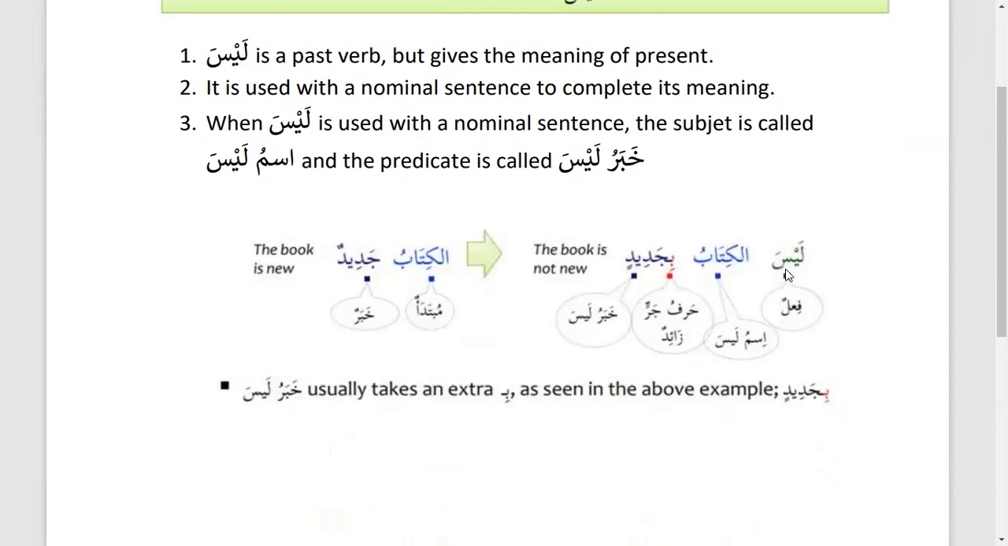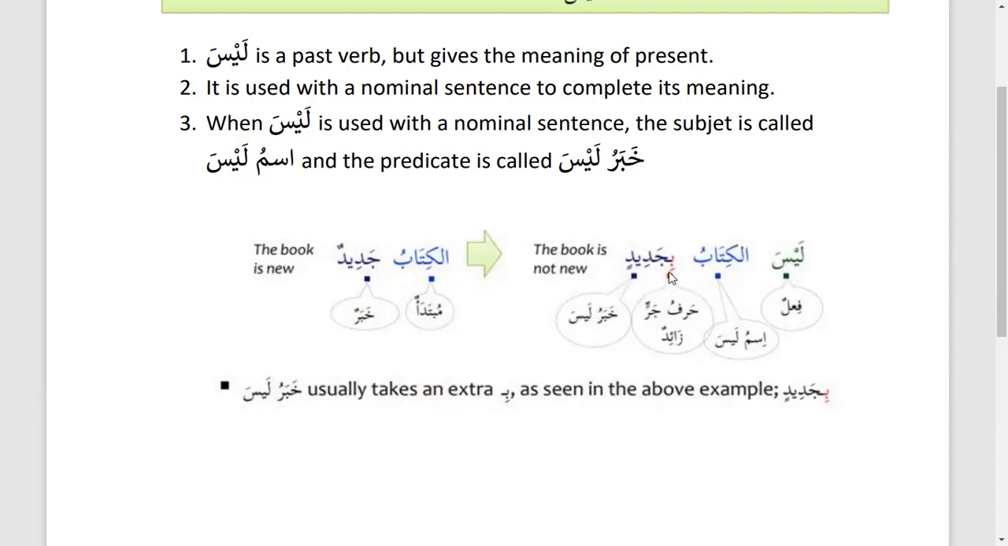And when we add laysa, we say laysa al-kitabu. You can see here, the subject is as it is, al-kitabu. There is no change in the subject. However, the predicate has 2 changes. Number 1, ba has been added to it, and because of ba, the ending is majroor. So inshallah, in today's lesson, we will only learn that khabaru laysa comes with ba and it becomes majroor.